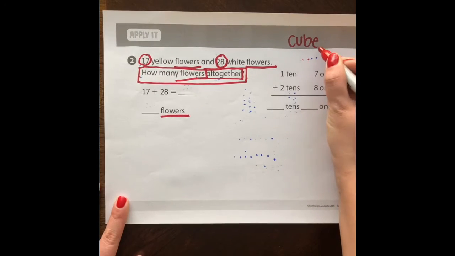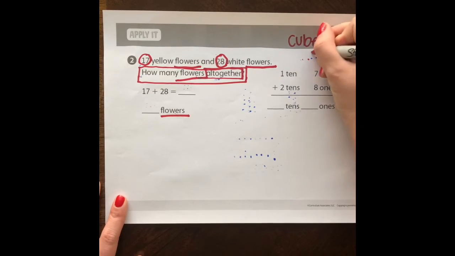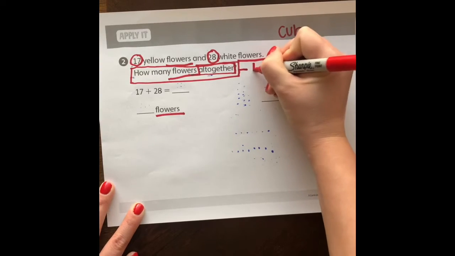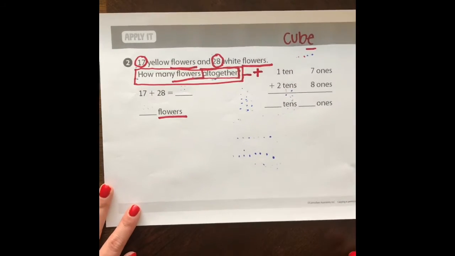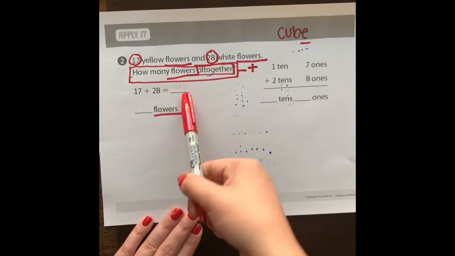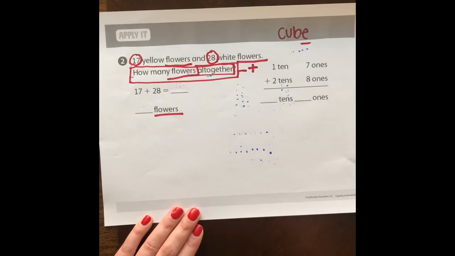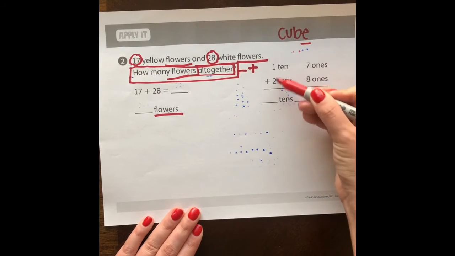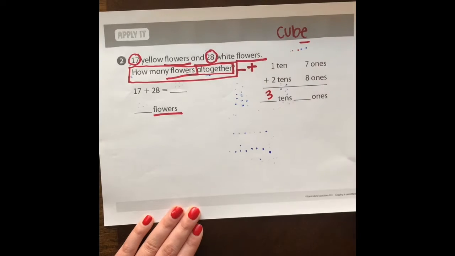And lastly, we can't forget about our E. We keep forgetting about our E here. E is, what is our equation? Well, we just talked about that. It is addition. So we can go ahead and start with our problem. 17 plus 28 equals some number. We have it represented here very nicely lined up for us. Our 10s here and our 1s here. So 1 ten plus 2 tens, 1 plus 2 is 3, 3 tens, and 7 ones plus 8 ones.